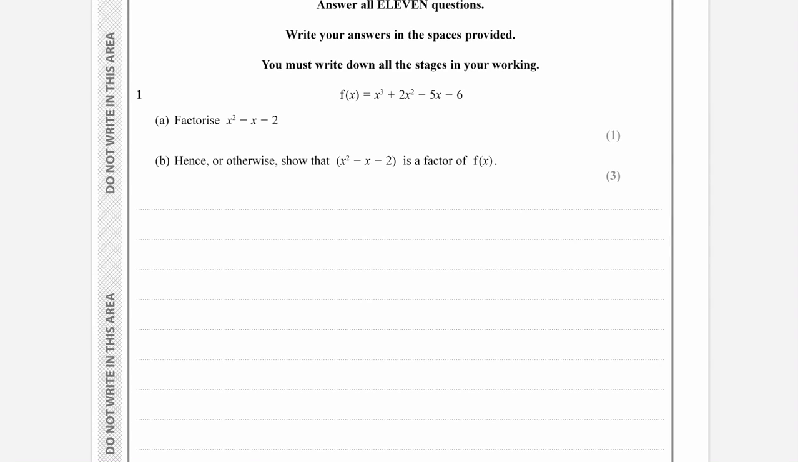Hi guys, this is Further Pure Maths, Edexcel 2019 Paper 1, Question 1. So let's get straight into it.